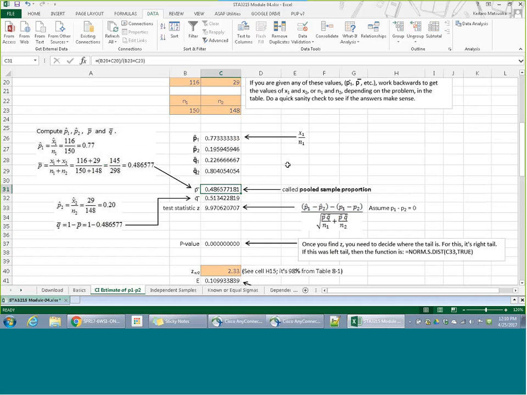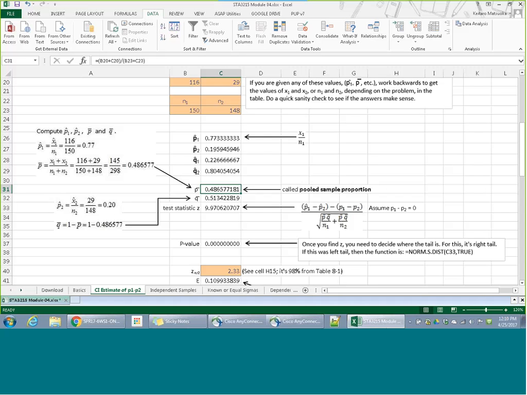This P bar, so instead of P hat, now we have a P bar and Q bar. The formula for P bar is x1 plus x2, the whole thing divided by n1 plus n2, x1 being this, n1 being this, x2, n2. Same thing for Q bar, which is 1 minus P bar, so this is what this is doing. Okay. This P bar is a new variable we're going to be learning, which is sometimes called the pooled sample proportion. So if you're asked for the pooled sample proportion, it's asking for P bar.